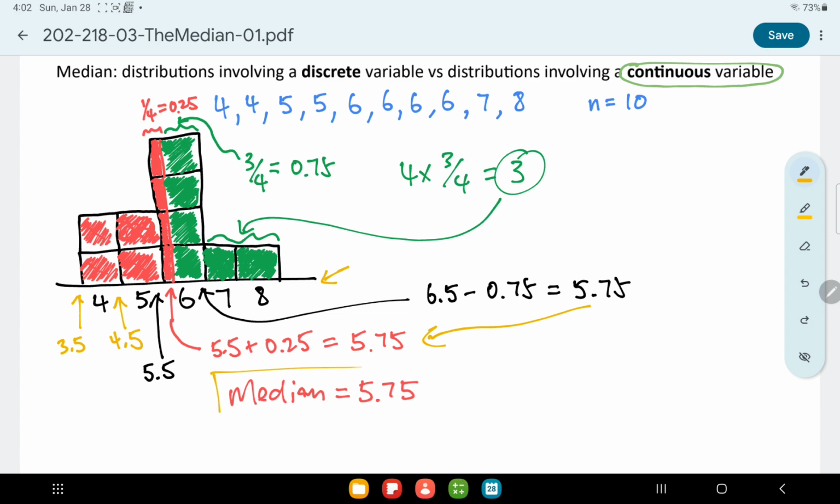So, conclusion, this is the answer, this is the median. There are decimal places to consider, there are fractions to consider, possibly because the numbers here represent a continuous variable rather than a discrete variable.